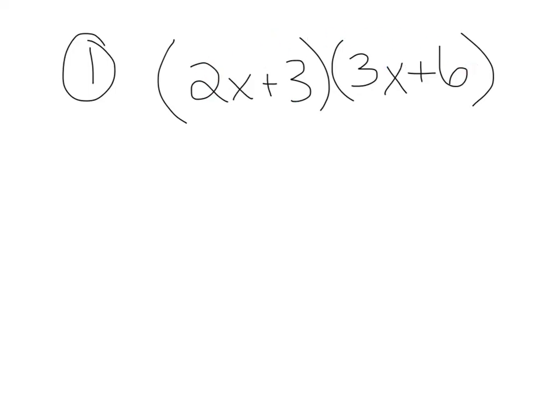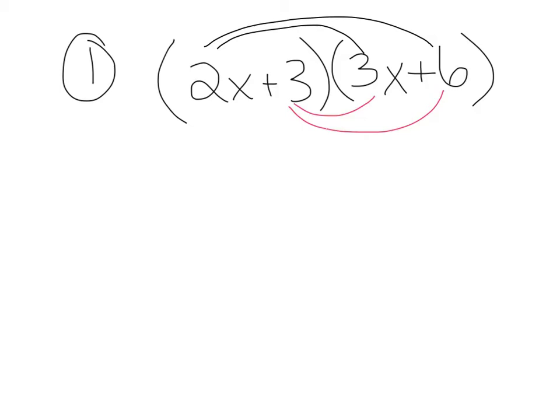Just like we took a monomial and distributed to everything in the polynomial, we're going to take the 2x and multiply it by 3x and by 6, and then we're going to take the 3 and multiply it by 3x and by 6. So there's actually 4 multiplication problems within a binomial times a binomial.